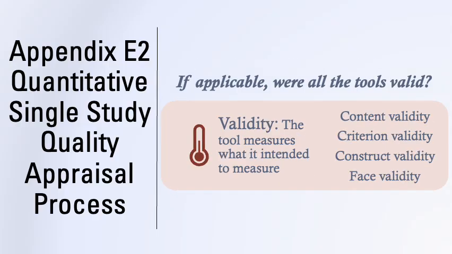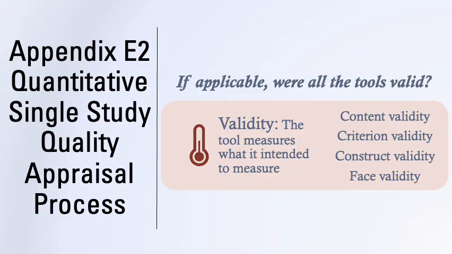Quality appraisal question 8a in the methods section of a quantitative study asks, if applicable, were all the tools valid? Again, notice this question starts out with the phrase, if applicable. If the investigators did not use any tools, then you can check not applicable. If the investigators used tools, you need to check if the authors provided any information that speaks to the validity of the tools. Recall that validity means the tools measure what they intended to measure.